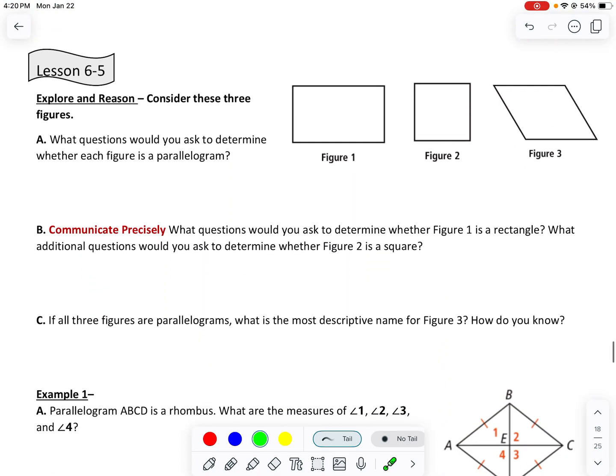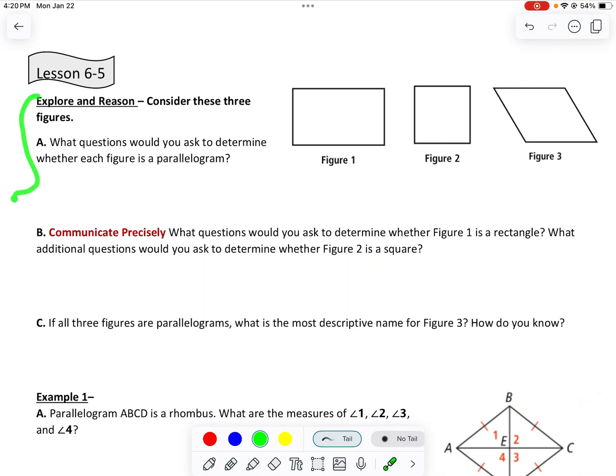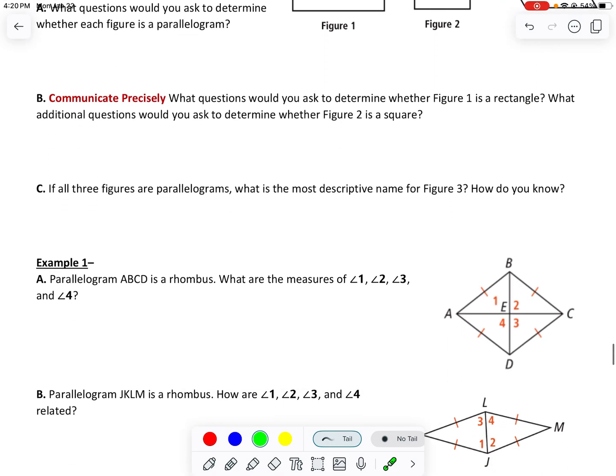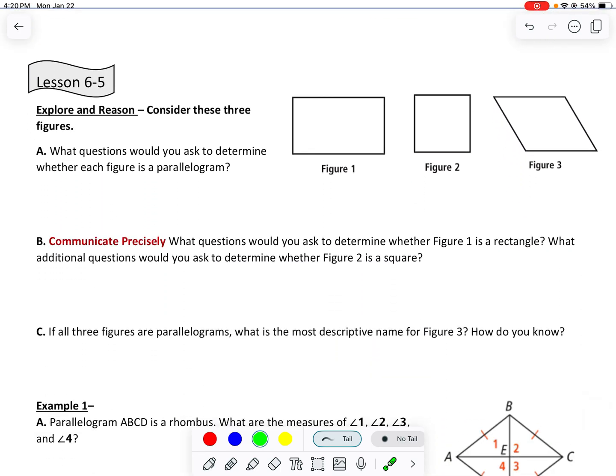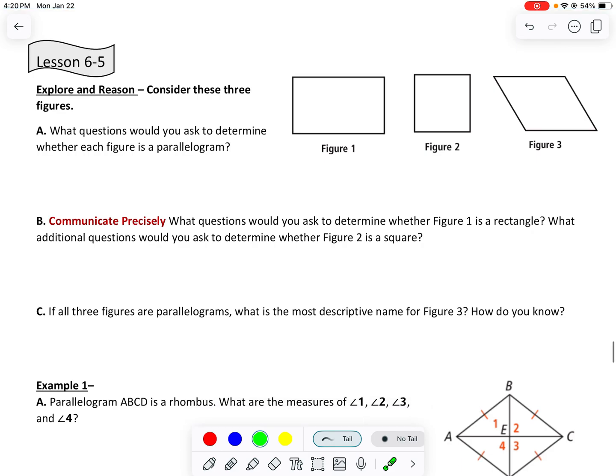All right. Lesson 6.5. These are a set of problems you don't really need to answer to develop your understanding very much. What they are is just an investigative task. Useful, but not necessary. All right. Then we're going to get to our special parallelograms that we talked about yesterday in class.